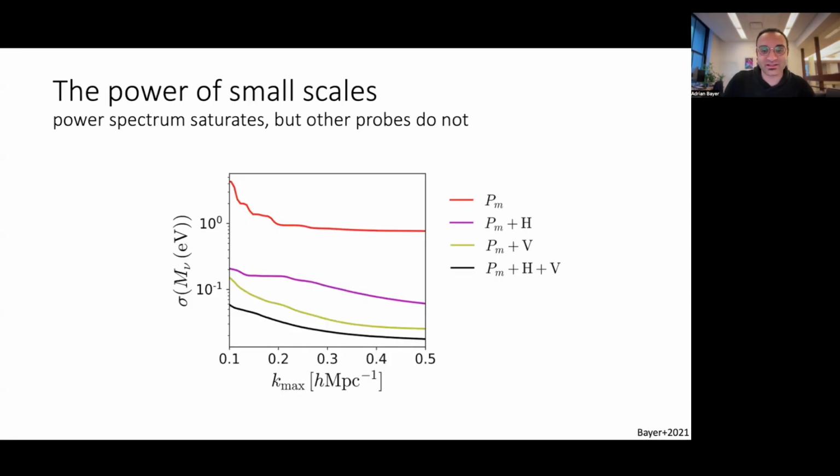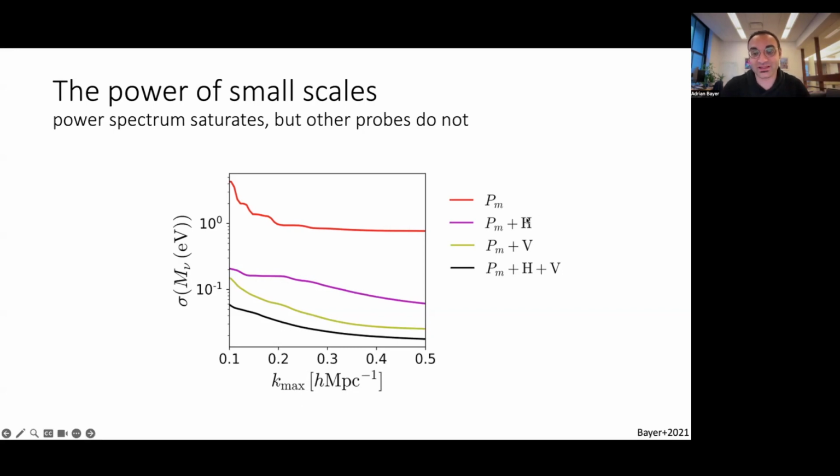One very interesting thing about these results is that if you look at how the constraints on the neutrino mass change as a function of k max for the power spectrum on its own, looking at this red line, you can see that the constraints saturate around k max of 0.2. And then you just have this flat line all the way to k max of 0.5, which is saying that as you go to smaller and smaller scales, if you just use the power spectrum, you're not going to get any extra information about the neutrino mass.